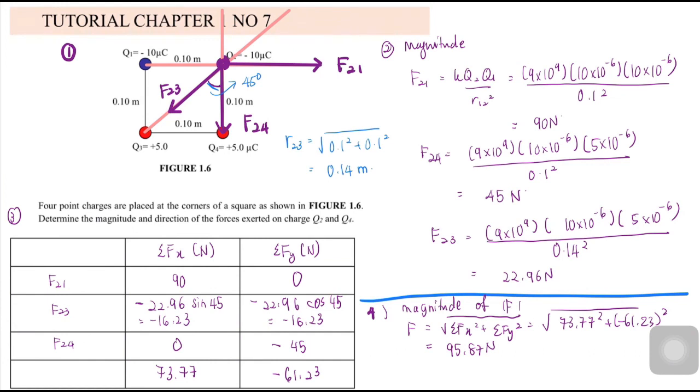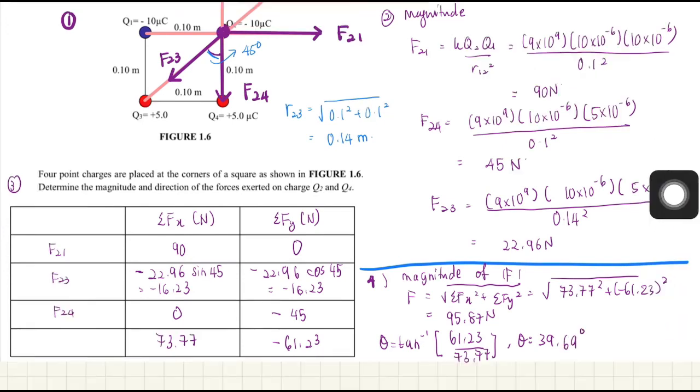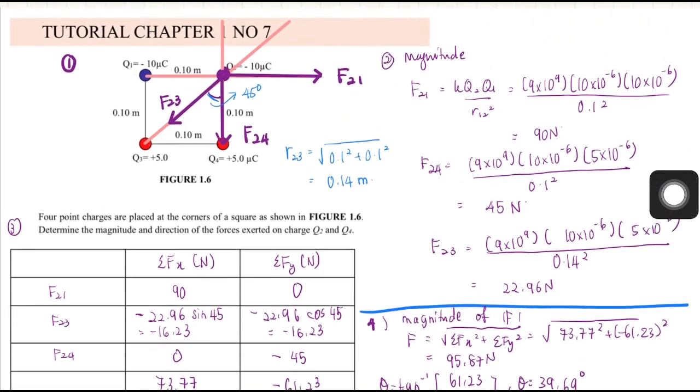So theta equal to shift tan summation Fy over summation Fx. Okay, so sekarang ni summation Fy ni tak payah masuk negatif lah, kita ambil positive value sahaja. So 61.23 over 73.77. So you akan dapat theta equal to 39 tak salah saya. 39.69 degree. Ingat bulat kecil tu kan dulu tulis.